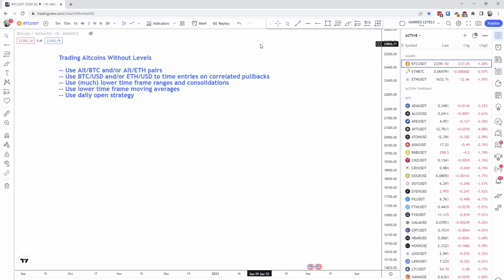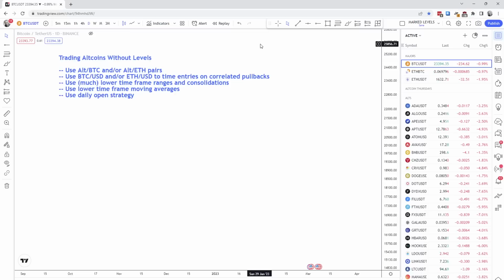Yes, the chart that you're trading may not have super clear levels, but there's a decent chance that the BTC and ETH pair does, so pay attention there. The second point I'll make is use BTC USD and/or ETH USD to time entries on correlated pullbacks.